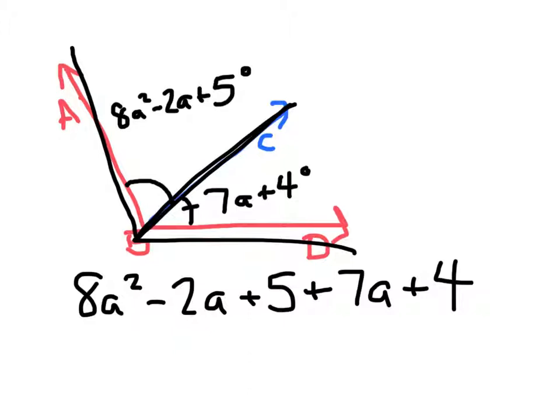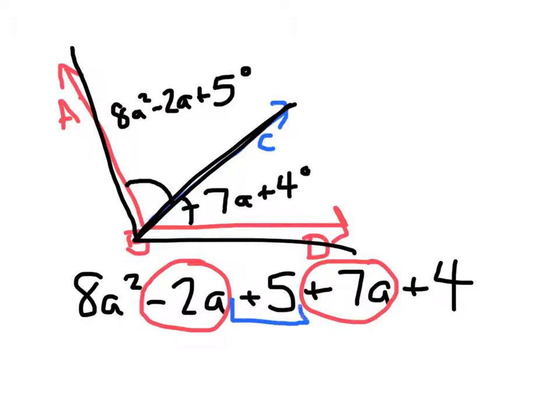So now I'm going to combine my like terms. I'm going to look at the first one, 8a squared. Do I have any other a squares? Nope, I don't. So I'm going to move on to a. Right here is 2a, and here's 7a. Remember, always look to the left to see what your value is, because that first one is a negative 2a. And then plus 5 and plus 4.